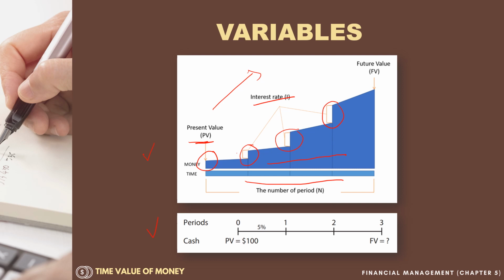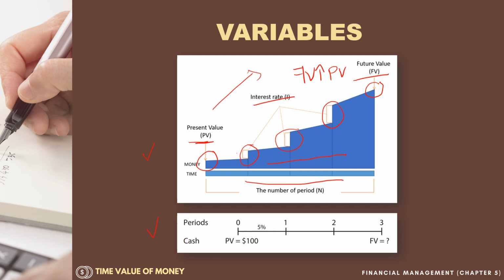This is where the value of your money grows. The future value here is the value at the end of the period. Again, as I have mentioned earlier, FV is always more than the PV.